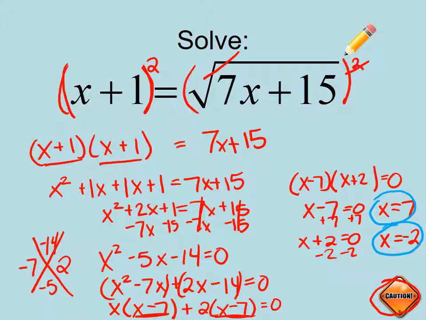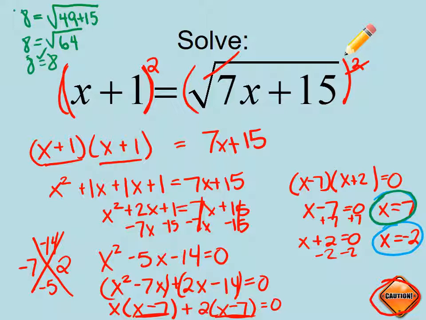So I'm going to first plug in a 7. Well, 7 plus 1 is 8. Remember, we're plugging it into the original equation. 7 times 7 is 49 plus 15. 49 plus 15 gives me 64. And yes, the square root of 64 is 8. So 7 checks out.